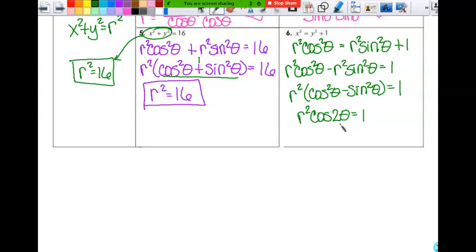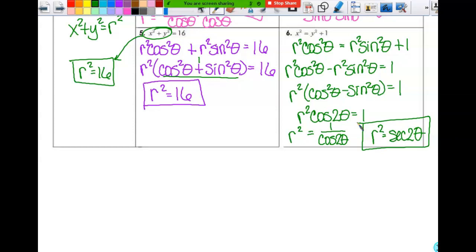I still don't have r by itself, though. So I'm going to divide both sides by cosine of 2 theta. So I'll get r squared equals 1 over cosine 2 theta. Can't leave it as a reciprocal. Cosine is the reciprocal of what? Secant. So r squared equals secant of 2 theta. And again, it's an r squared, and it's fine. What questions do we have? Anything?